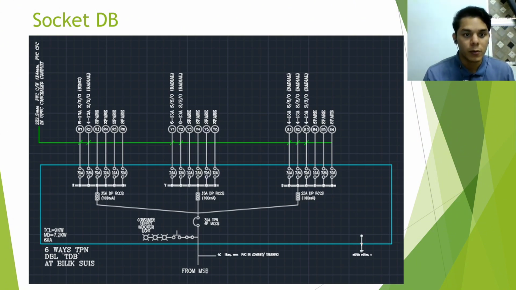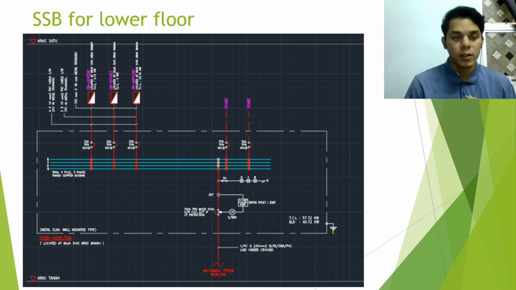So from the socket we leave for like 3 to 4 spare circuits for red, yellow and blue for the future load. So for the last one, which is the SSB for office lower floor, this is the layout plan for the office lower floor.